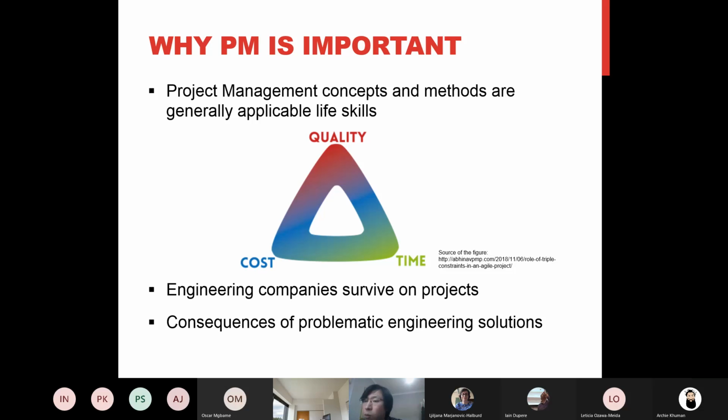So first thing, why project management is important. Basically, project management concept and method are generally applicable life skills. For example, the key thing about the project are the three constraints. As you can find here, we have the quality, we have cost, and we have time that all together define the project scope. So if we think about the real life, every day, we are thinking of how to achieve something with acceptable quality, with acceptable cost, and with acceptable time.